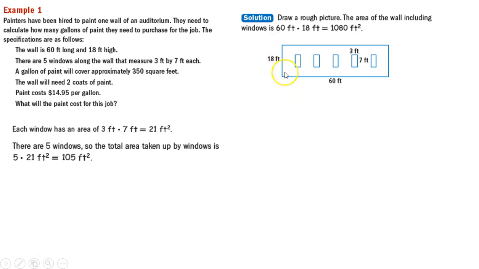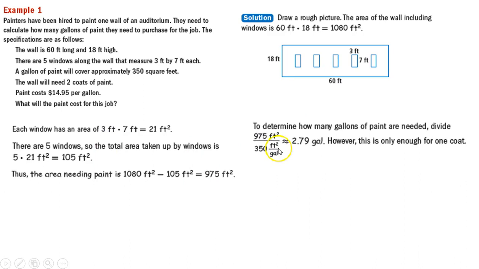So then we're going to take the area of the whole wall, which is 60 by 18, which is 1080. 1080 is 60 times 18. That's the area of the whole wall, but we're going to take away the area that the windows take up. So we need to paint 975 square feet of this wall because the windows don't need to be painted.